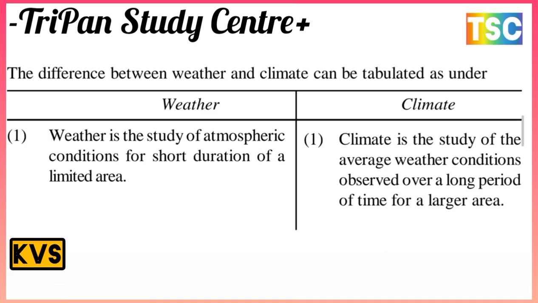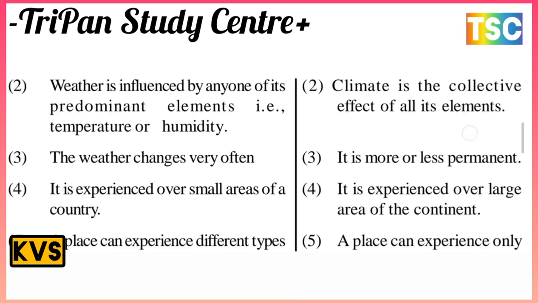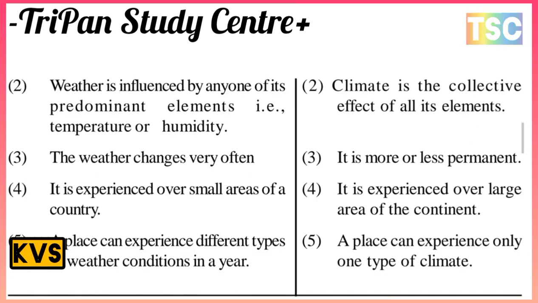Next, the difference between weather and climate can be tabulated, with weather in the first column and climate in the second. Weather is the study of atmospheric conditions for a short duration in a limited area. Climate is the study of average weather conditions observed over a long period of time for a larger area. Second, weather is influenced by any one of its predominant elements, such as temperature or humidity, while climate is the collective effect of all the elements.